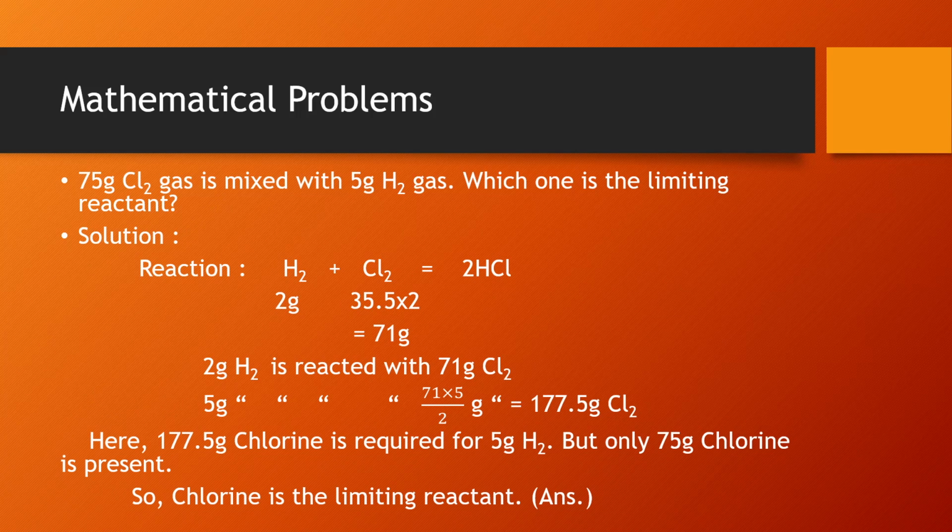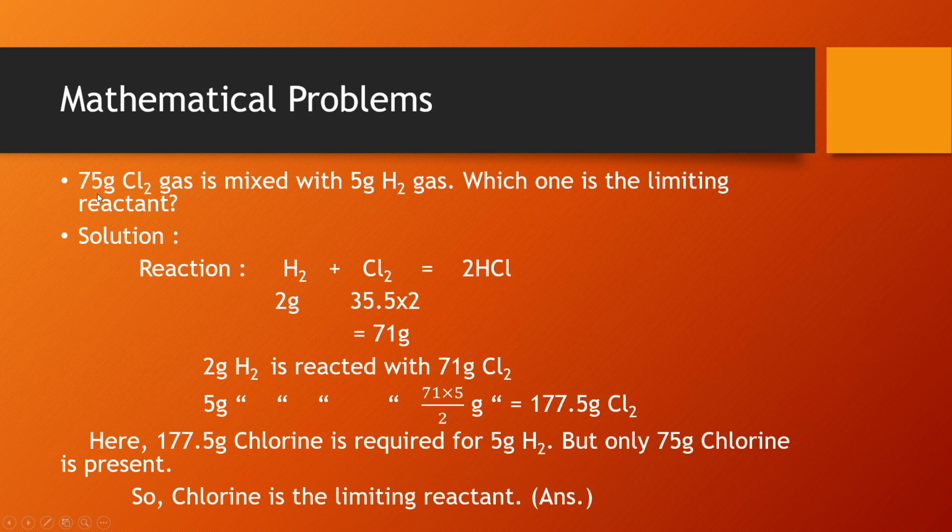So for the limiting reactant, the calculation should be focused within the reactants participating, not the products. Here only hydrogen and chlorine are participating, so we have to determine the amount of hydrogen and chlorine participating in this reaction, not the hydrochloric acid part. The product will not be necessary here. So for 5 gram hydrogen we need 177.5 gram chlorine.